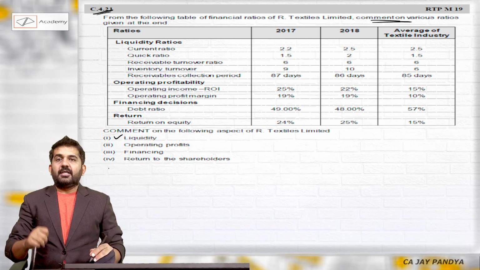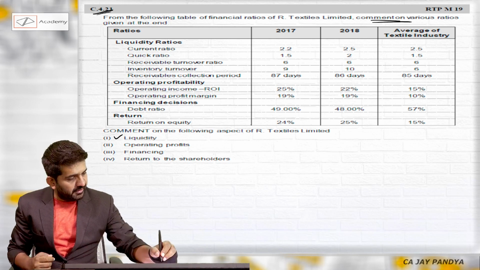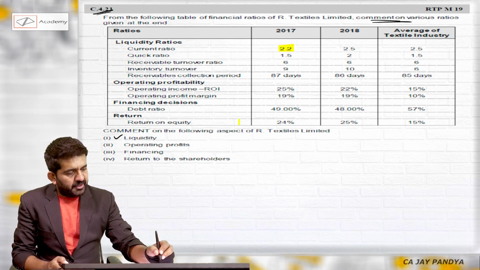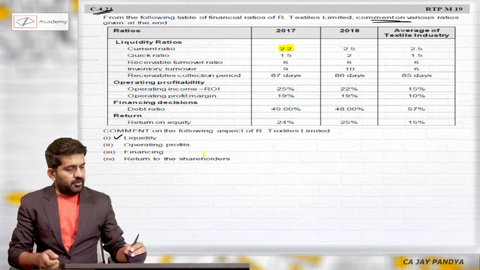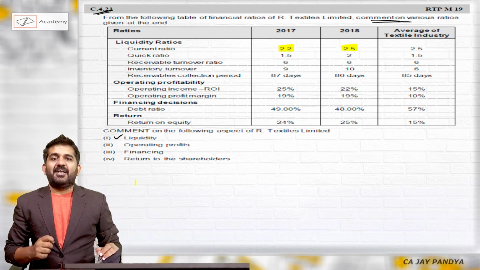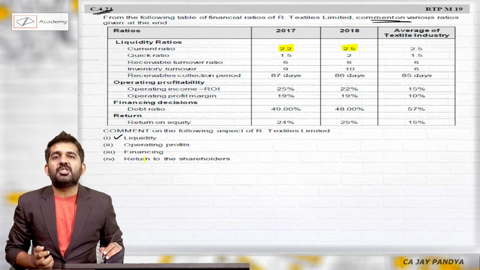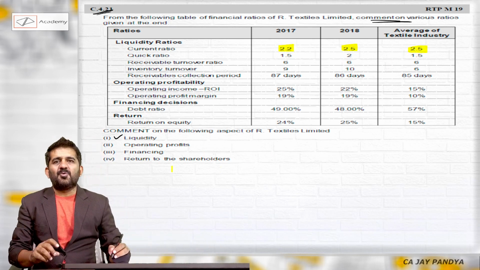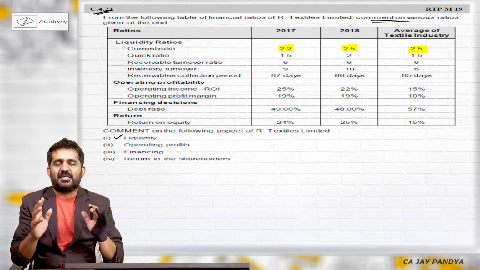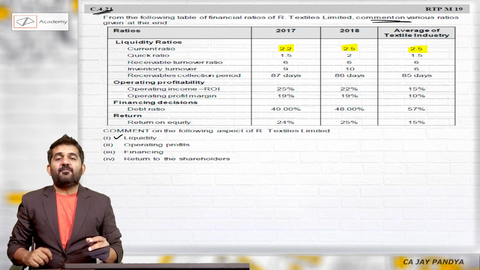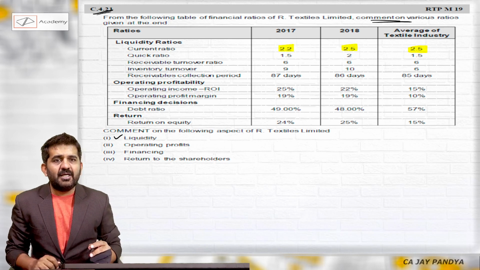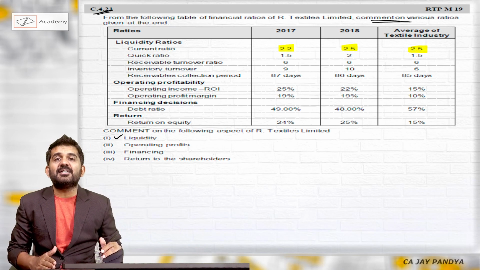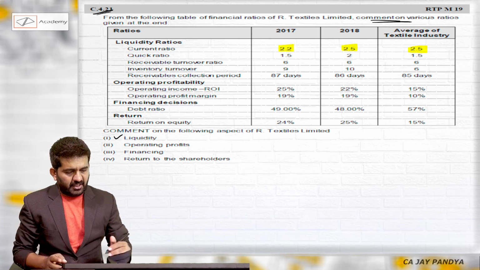First, on liquidity. So let us read and interpret the liquidity ratios. What was current ratio in 2017? 2.2. What is it in 2018? 2.5. So liquidity position has increased. What is the industry average? It is 2.5. So 2.5 is the minimum requirement as far as industry is concerned. High level of current assets are required to pay off your liability. And in 2018, we are meeting the average, and also current ratio has increased as compared to previous year. So it is a good sign for us.